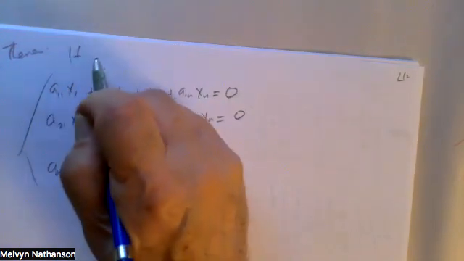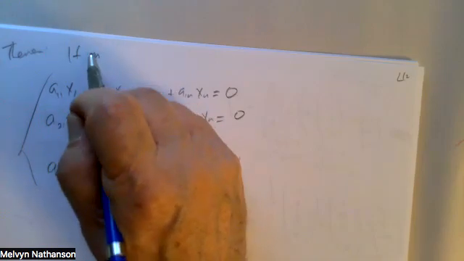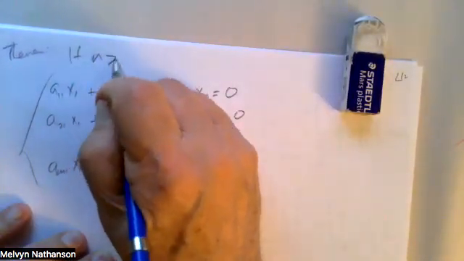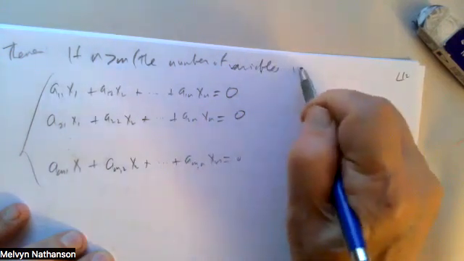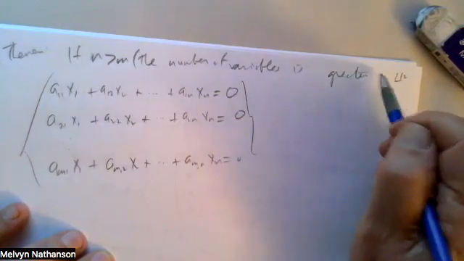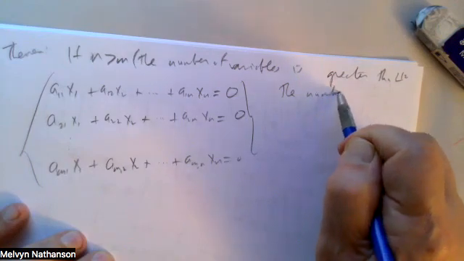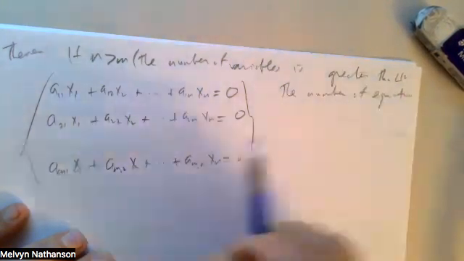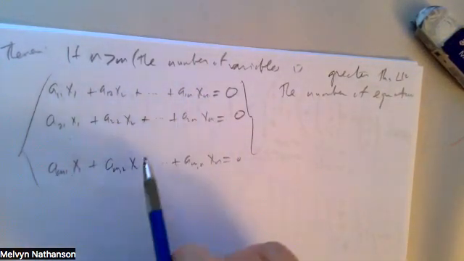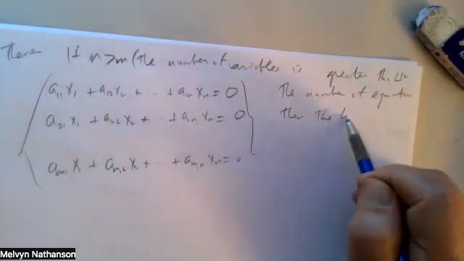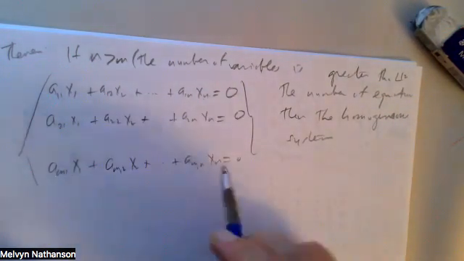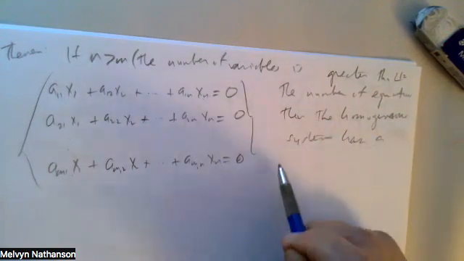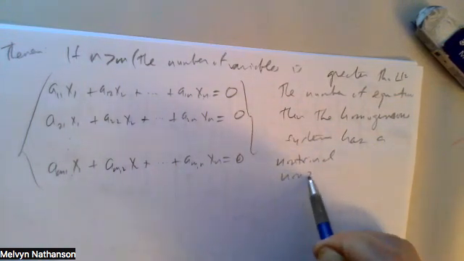So the theorem says if m is less than n, or if n is bigger than m, so that means the number of variables is greater than the number of equations. N variables, m equations. If you have more variables than equations, then the homogeneous system, this is a homogeneous system of linear equations because the right-hand sides are all 0, has a non-trivial, which is the same as non-zero solution.